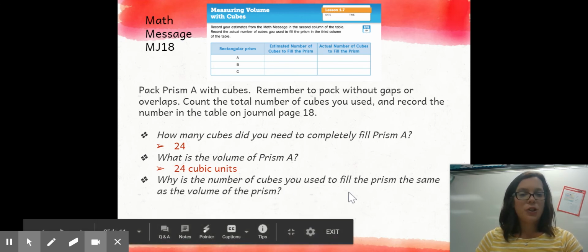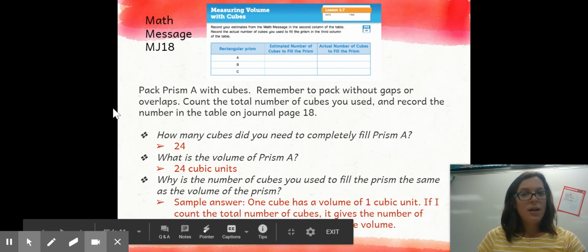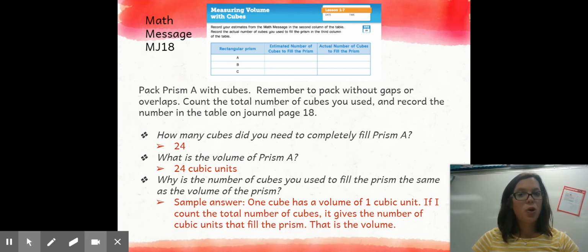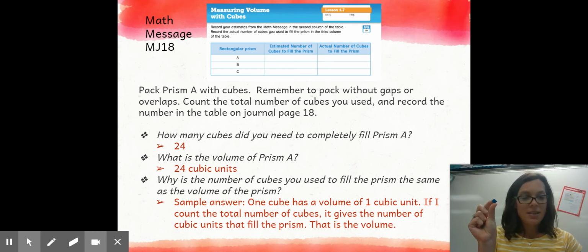Why is the number of cubes you use to fill the prism the same as the volume of the prism? Because 1 cube has a volume of 1 cubic unit. If I count the total number of cubes, it gives the number of cubic units that fill the prism. That's the volume, so it's the same. However many of these is however many cubic units the prism holds, which is its volume.